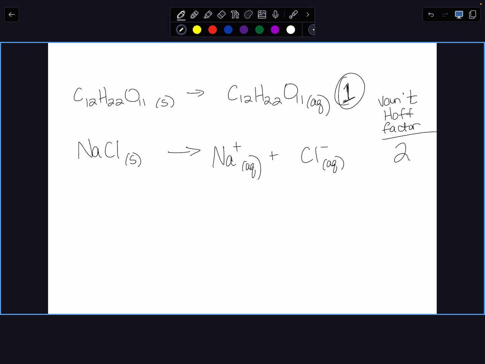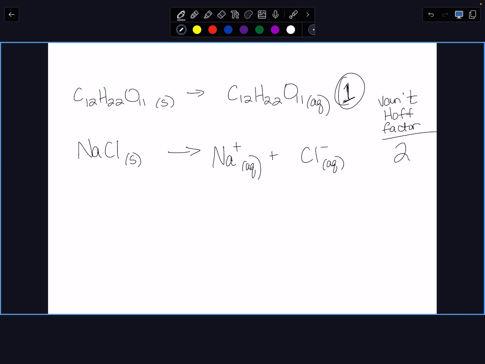If you look at all these we've worked so far on this sheet, number 1 used glycerin, C3H8O3. Y'all, that's a molecular compound. Its Van't Hoff factor was 1. Number 2 used ethylene glycol, C2H6O2. Molecular compound, Van't Hoff factor was 1. Number 3 dealt with hemoglobin. It's a molecular compound, Van't Hoff factor was 1.